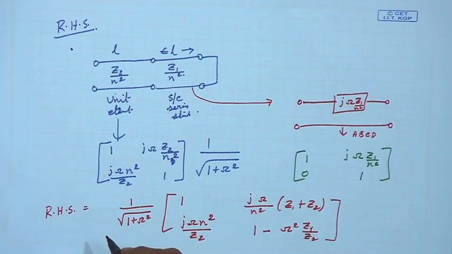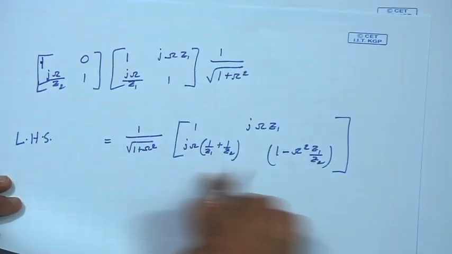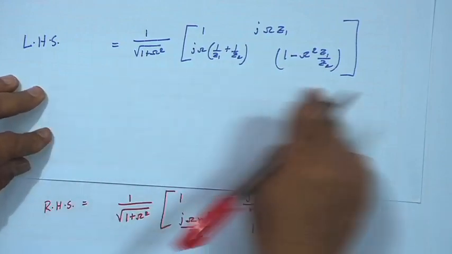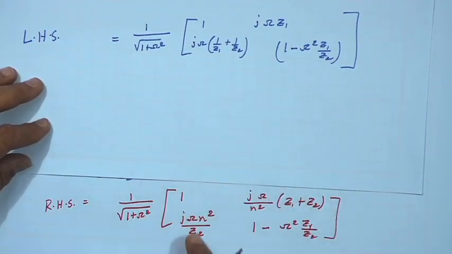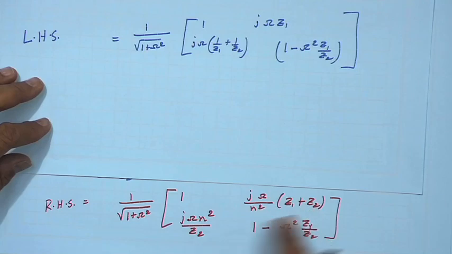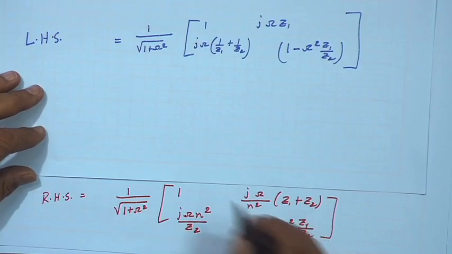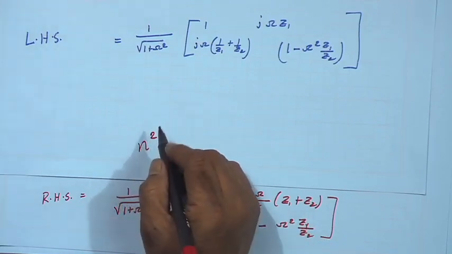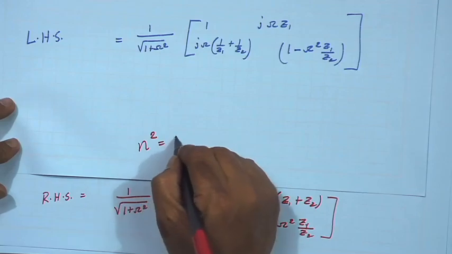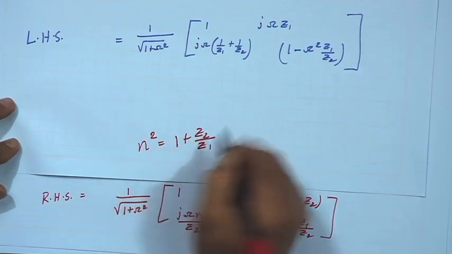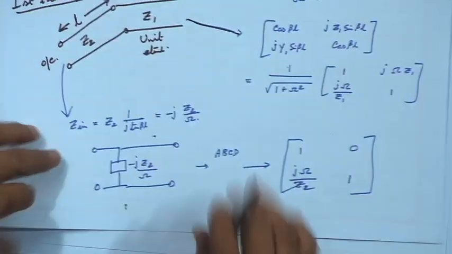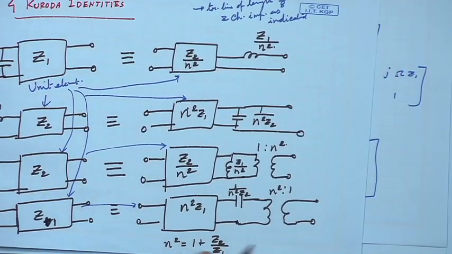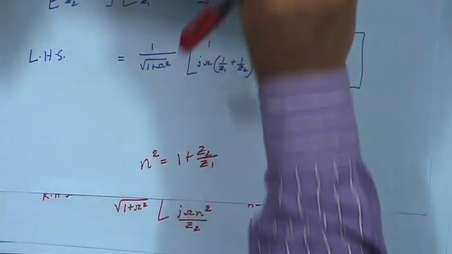Now, you see LHS is this, RHS is this. These two become identical only when I choose n such that n square is equal to 1 plus Z2 by Z1. That is why Kuroda has done that, and in all his cases this n square is 1 plus Z2 by Z1. So, with this you can now have all the permutations given.